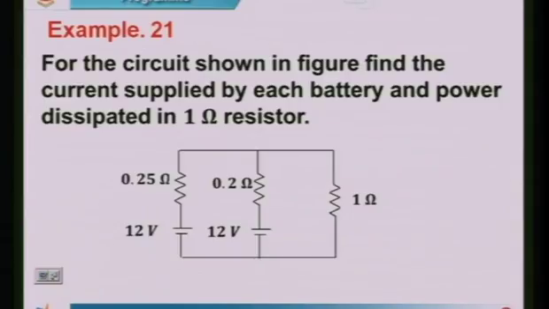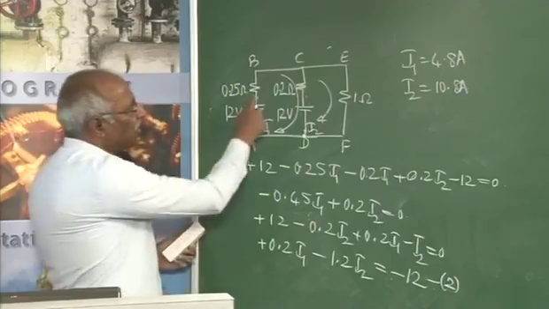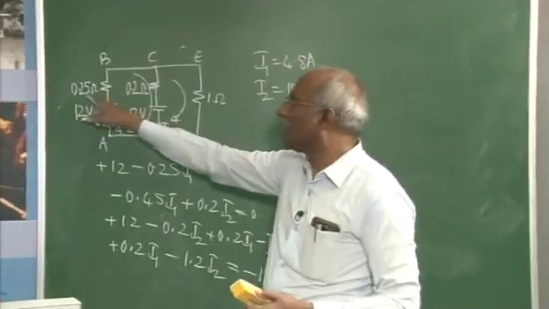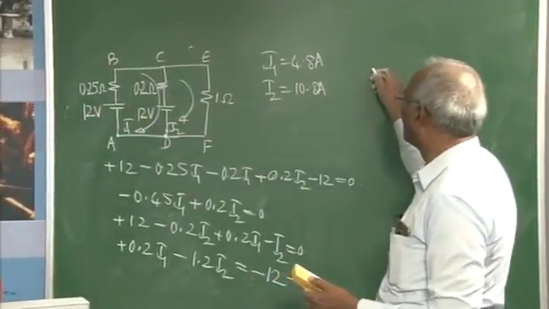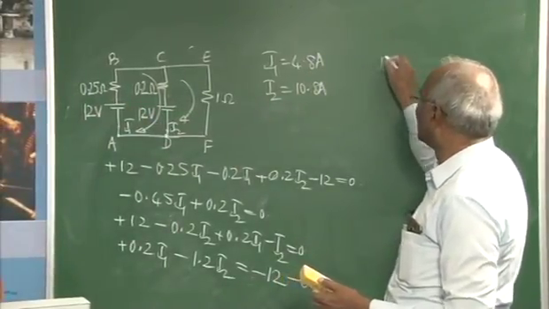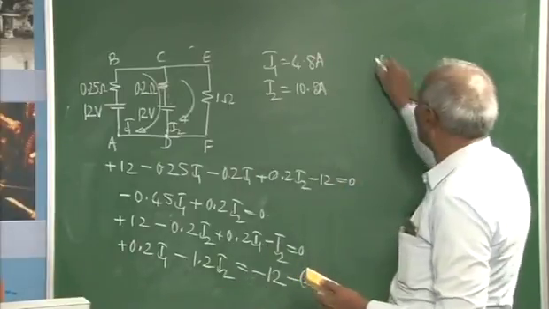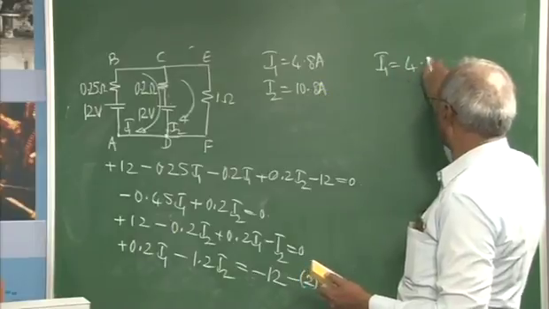For the circuit shown in the figure, find the current supplied by each battery and the power dissipated in 1 ohm resistor. The current supplied by the first battery, having a resistance of 0.25 ohm, is nothing but I1. That itself is 4.8 amperes.